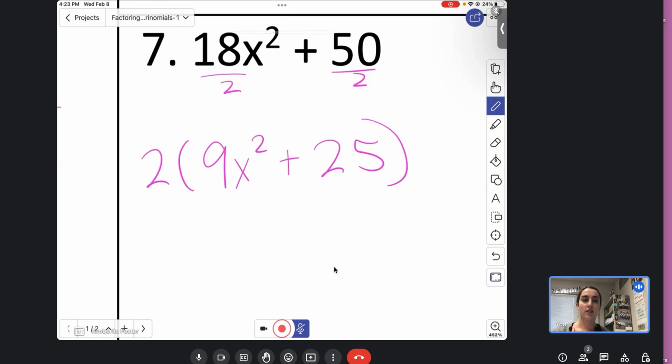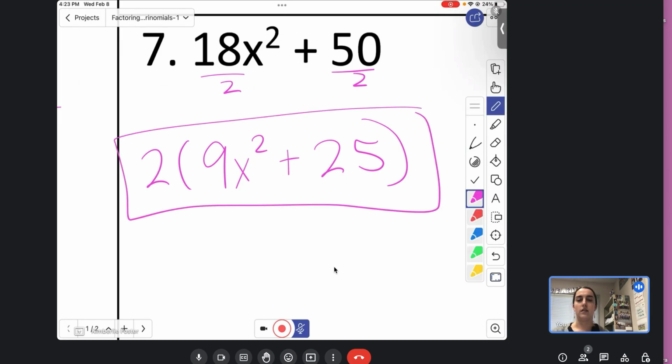Now it really looks like a difference of squares. 9 is a perfect square, 25 is a perfect square, but because of this plus in the middle, I can't go any further. Okay, this is a sum of squares. All right, so that is it.